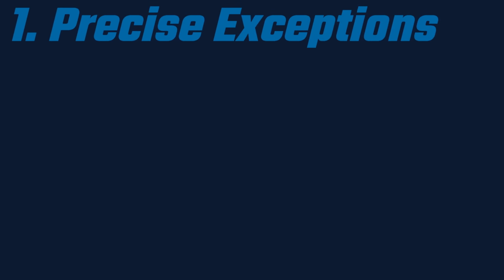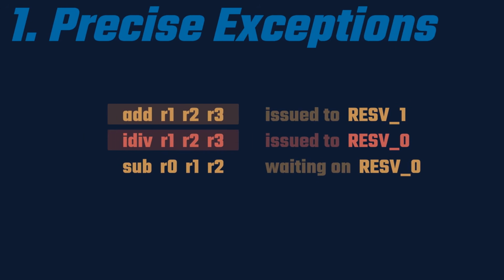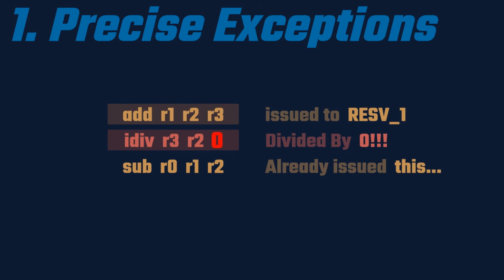However, even this system has two major flaws. Precisely stopping program execution because of any processor exception or interrupt becomes impossible. Imagine our idiv in the previous example accidentally divided by 0, but further instructions like sub had already finished executing. It is impossible to know in that case where an exception occurred.